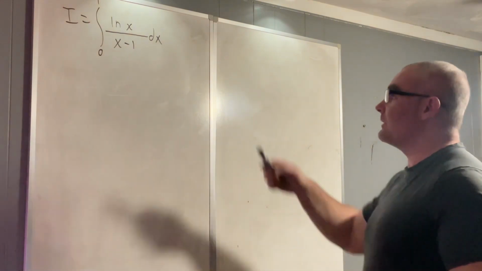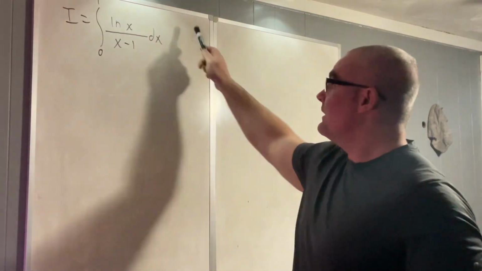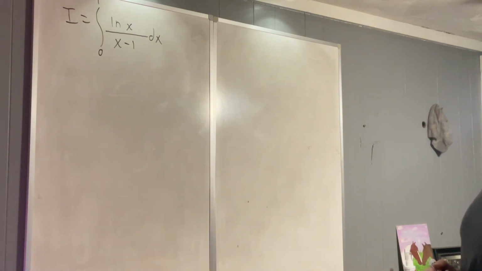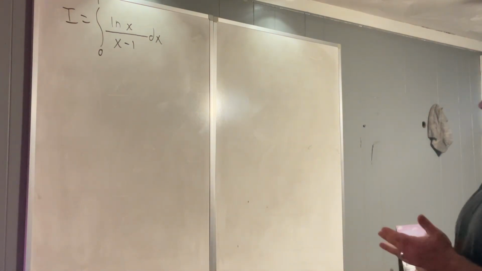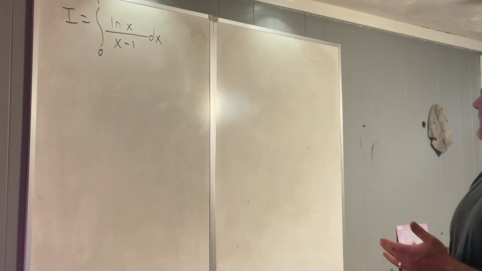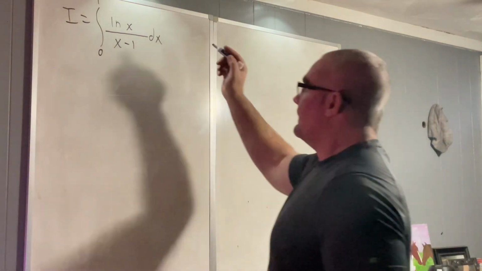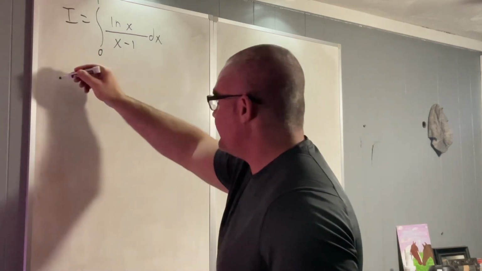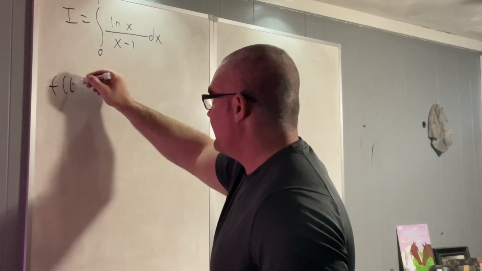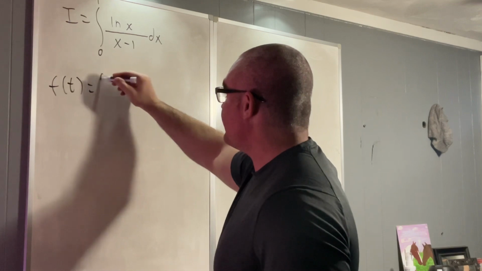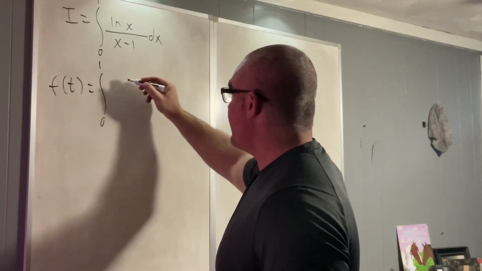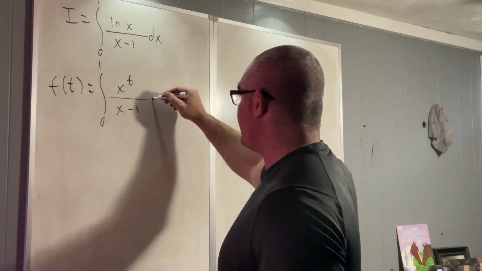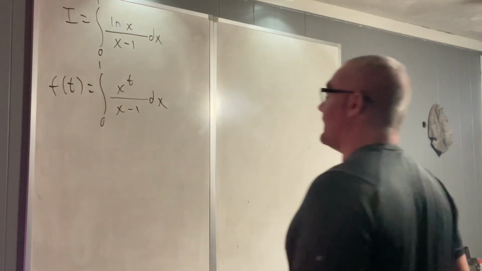Today we will be evaluating this integral right here using some results that we've gotten from previous videos. Let's see, how are we going to start this? Well, let's create a function of t that's equal to the integral from 0 to 1 of x to the t over x minus 1 dx.